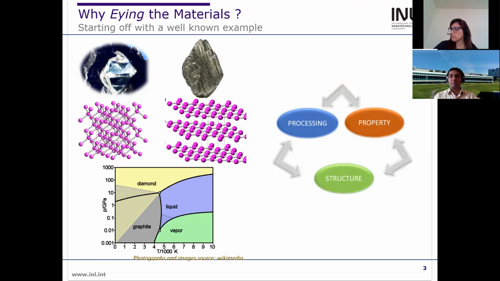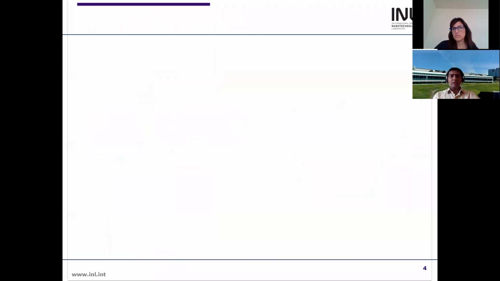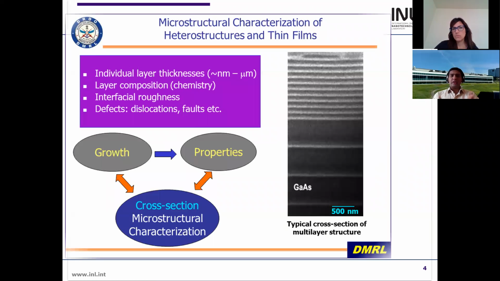Processing to property is interlinked, because whatever processing conditions we use determine the final property of the material, and that in turn is linked to the structure of the material or the sample that we'll be studying. And all this is actually linked with the characterization. We need to characterize to understand the process. We need to characterize, or rather eye the material as I say, and study the property of the material and link it to the structure. So why do we need to look at it?